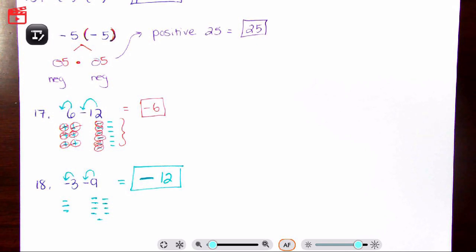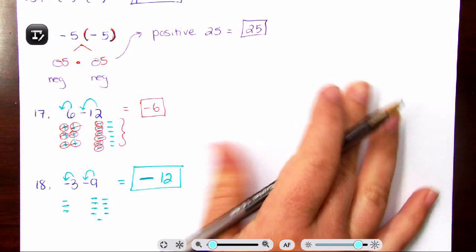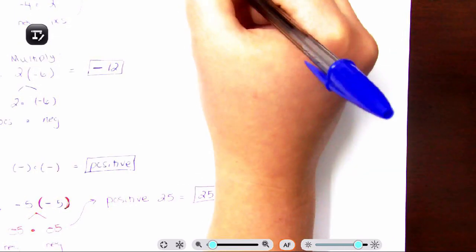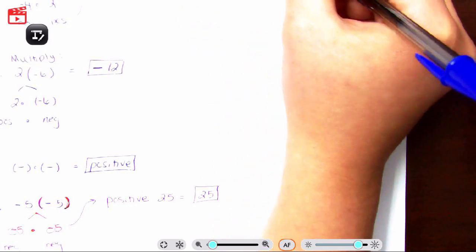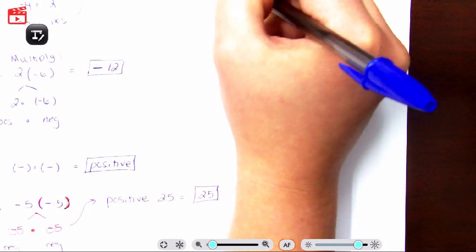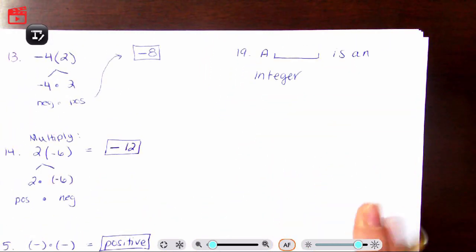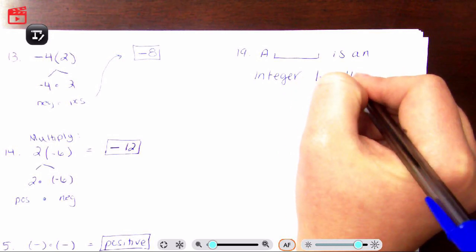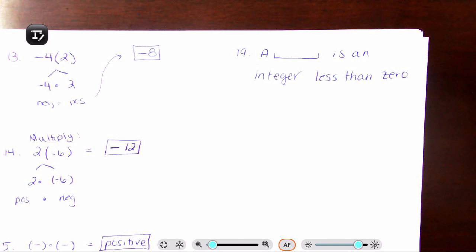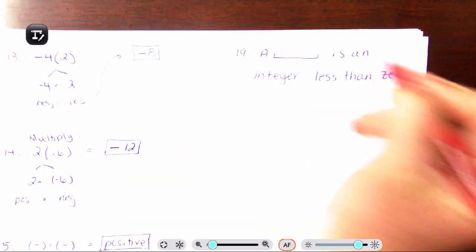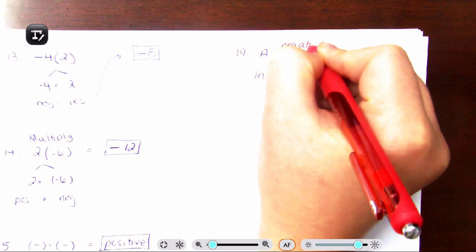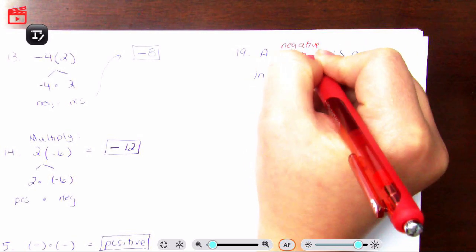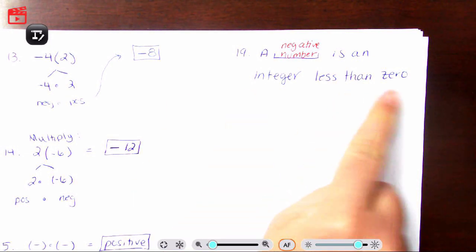Number 19, it says fill in the blank. Integer means a number. So if it says a blank is an integer less than 0. So this is number 19. A blank is an integer less than 0. And our options are positive number, negative number, integer, and absolute value. So a negative number is an integer less than 0.